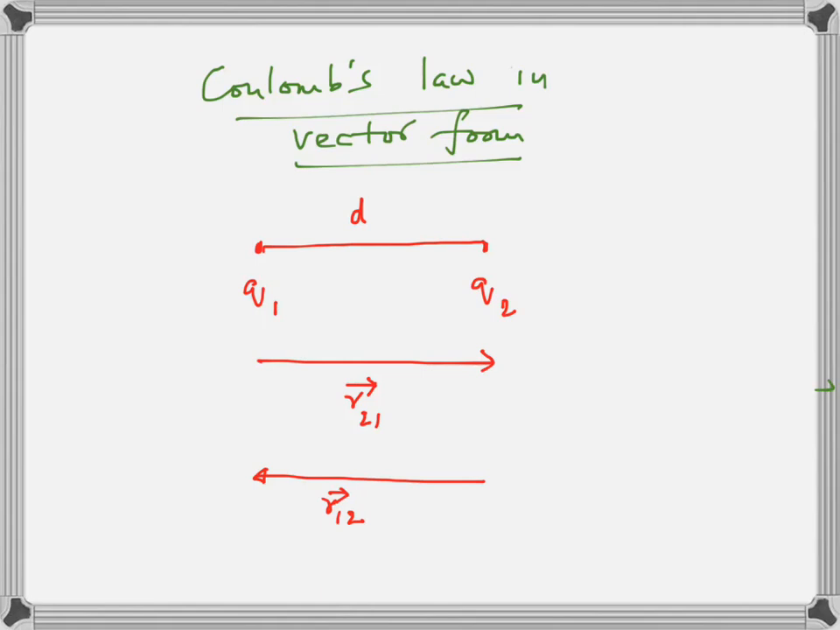Now clearly from this diagram you can see that r12 is nothing but minus of r21. Both vectors have the same magnitude d but opposite directions. So now I can write Coulomb's law in vector form. The law that I am going to write is most general, but for a minute let us assume these 2 charges are positive, then the force on q2 will be repulsive in nature.